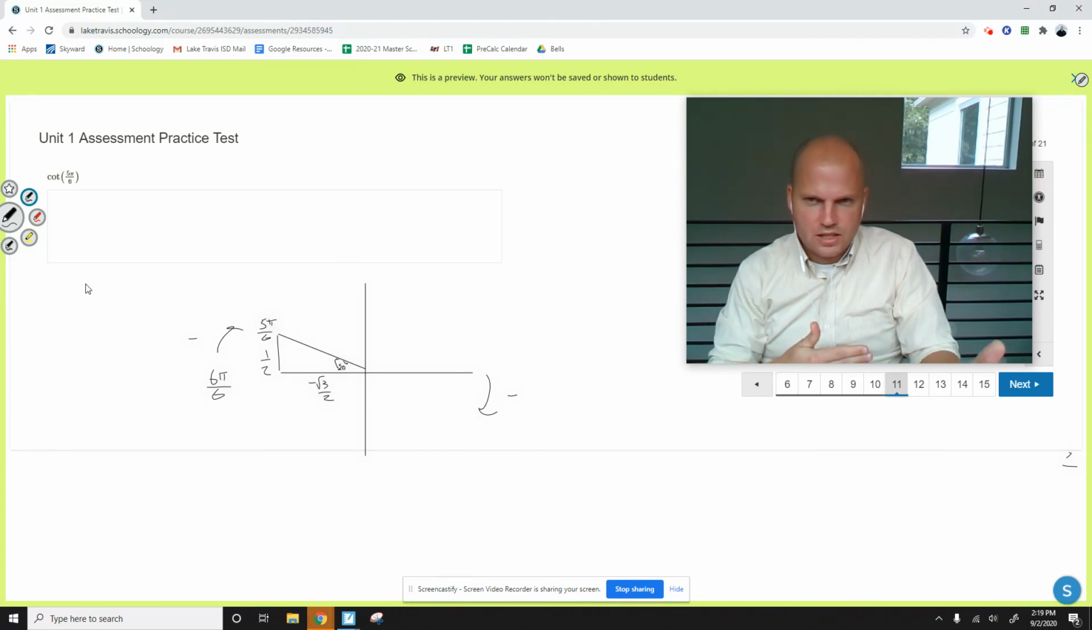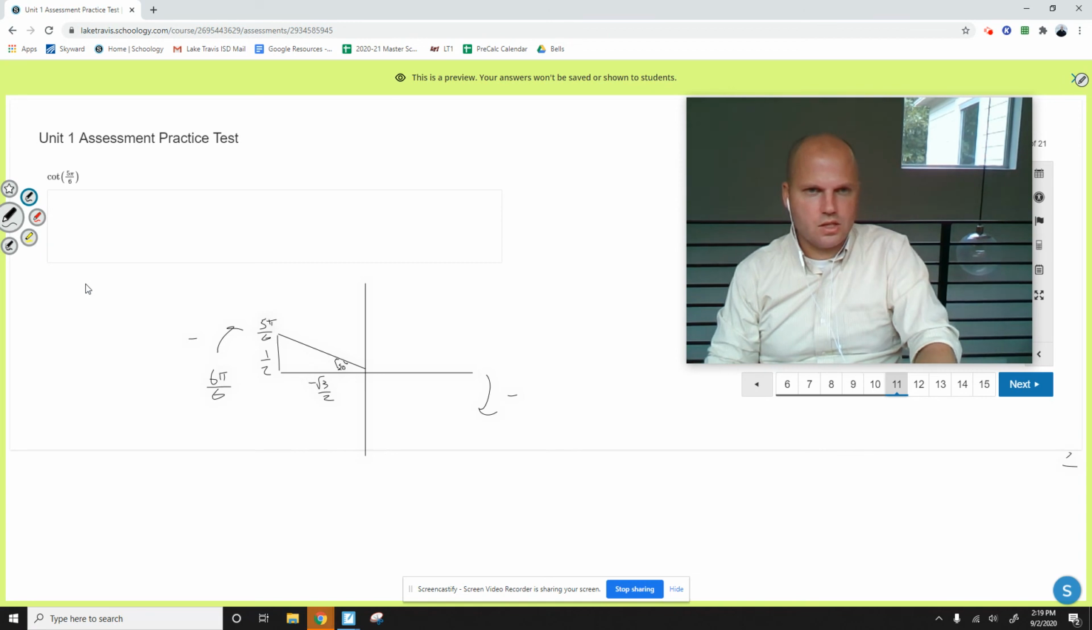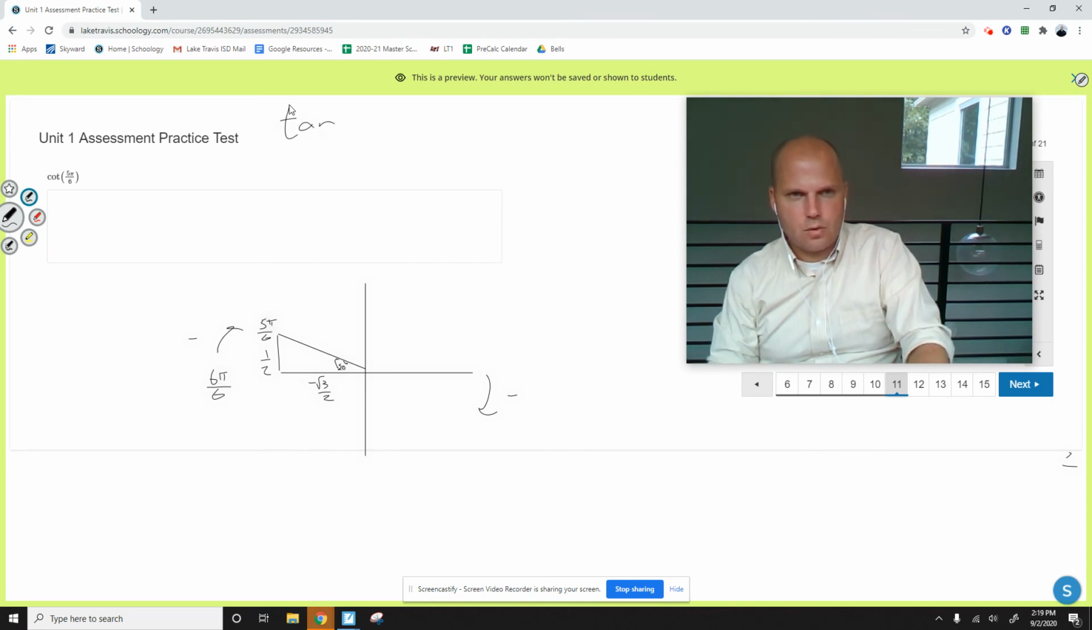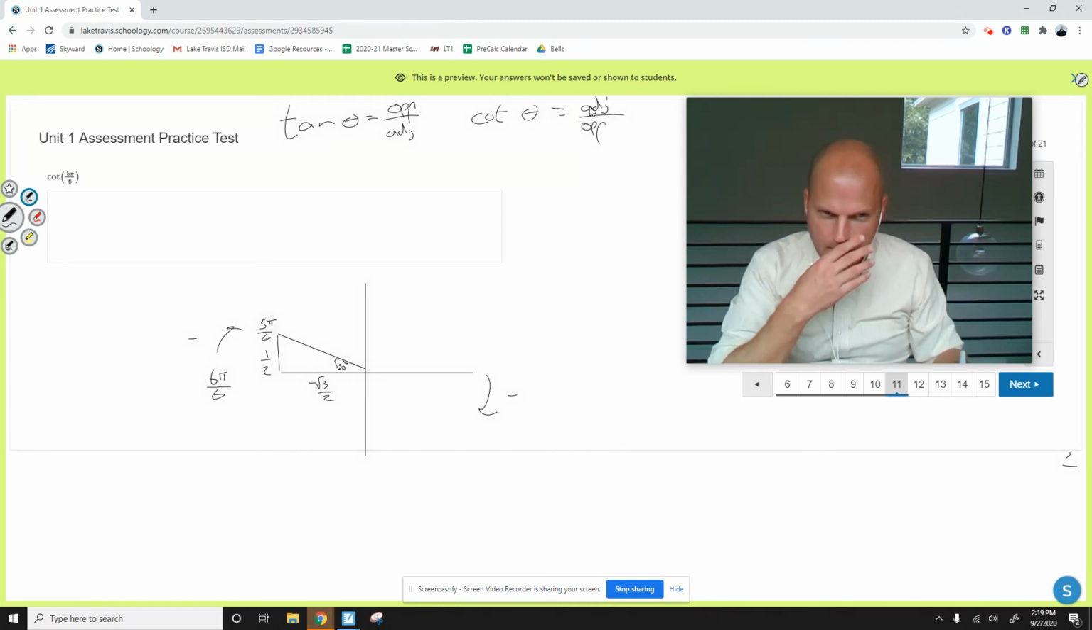Cotangent, with cotangent, I don't like to find tangent and then flip it. I'm going to just go straight to cotangent. Tangent is opposite over adjacent in the TOA, and cotangent is going to be adjacent over opposite. It's going to be the flip of tangent, okay?